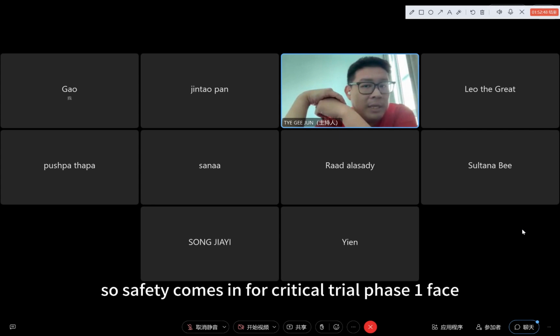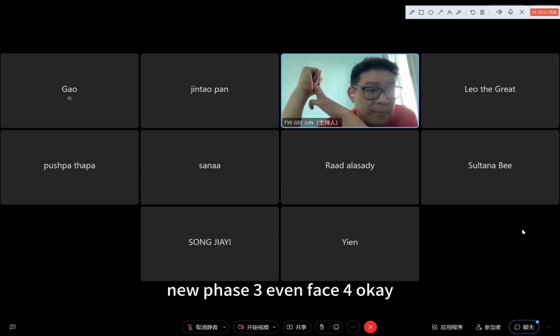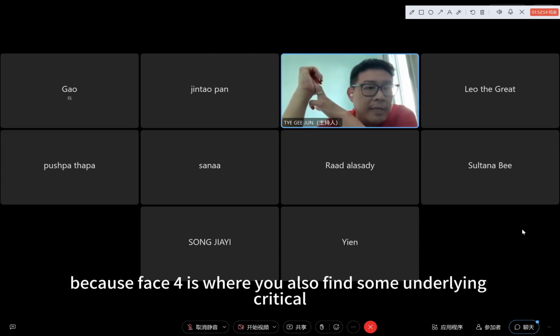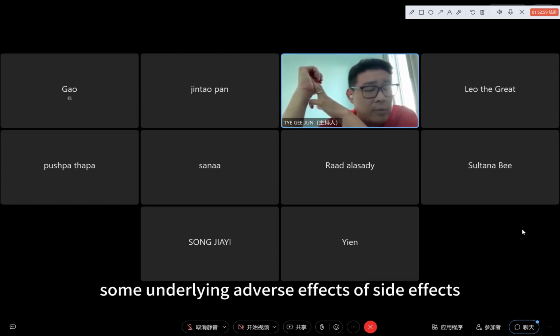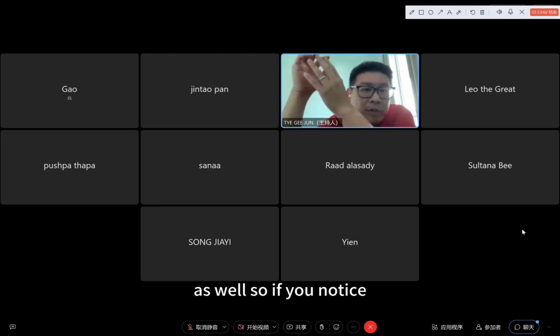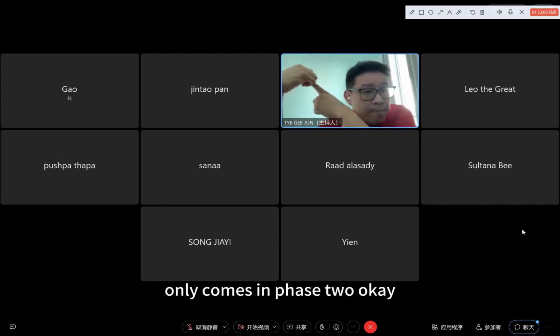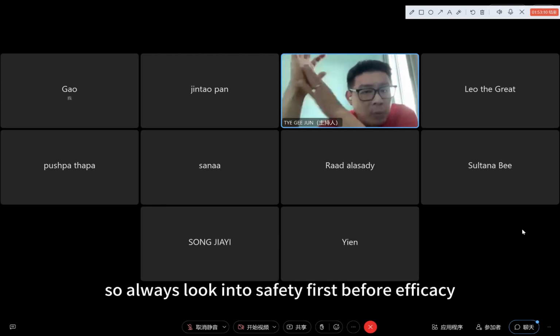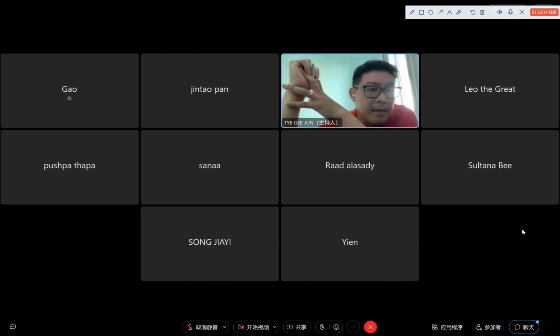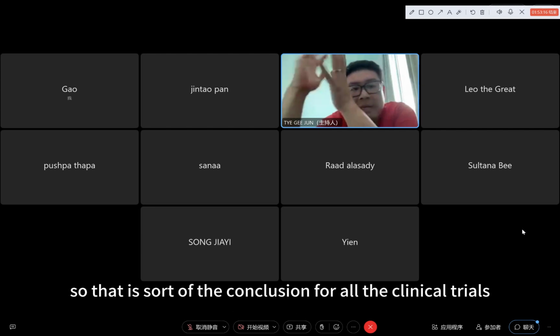So safety comes in for clinical trial phase 1, phase 2, phase 3, even phase 4, because phase 4 is where you also find some underlying adverse effects or side effects as well. So if you notice, all 4 clinical trial phases will always have safety, and efficacy only comes in from phase 2. So always look into safety first before efficacy. All right, so that is the conclusion for all the clinical trials.